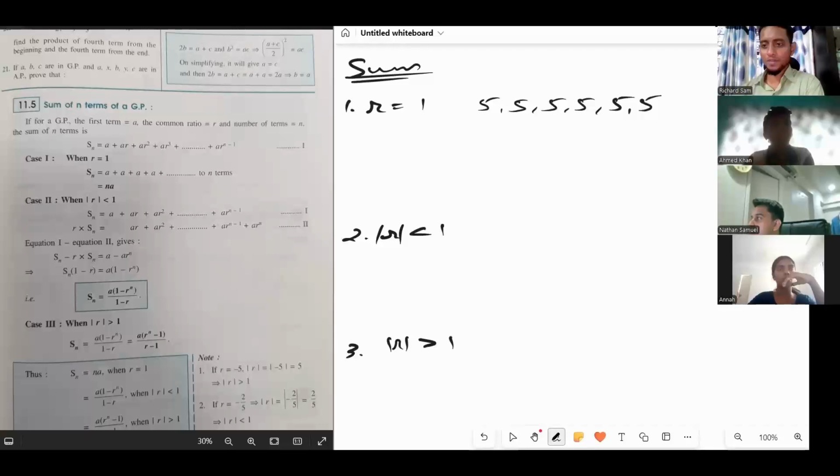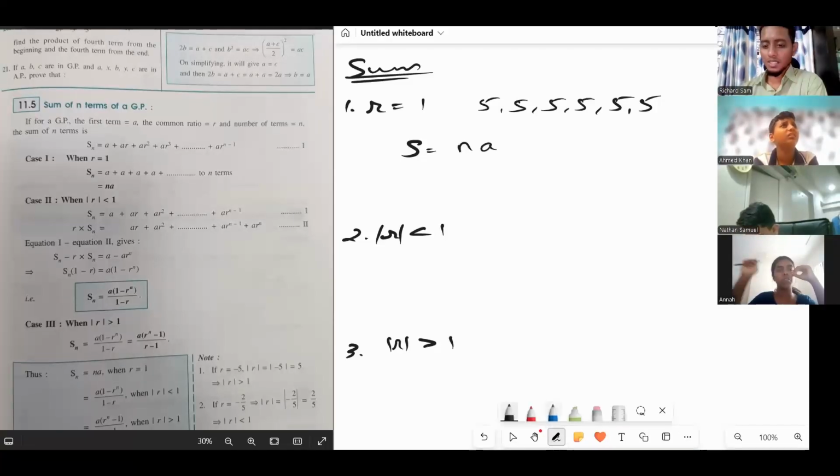Okay, let's put one more 5. So this GP has how many terms? 6 terms. So if you want to find the sum of this, how do we find it? 5 plus 5 plus 5 plus 5 plus 5 plus 5. Is there any easier way? 5 into 6. So you can take the first term, which is 5, and multiply it with the number of terms.